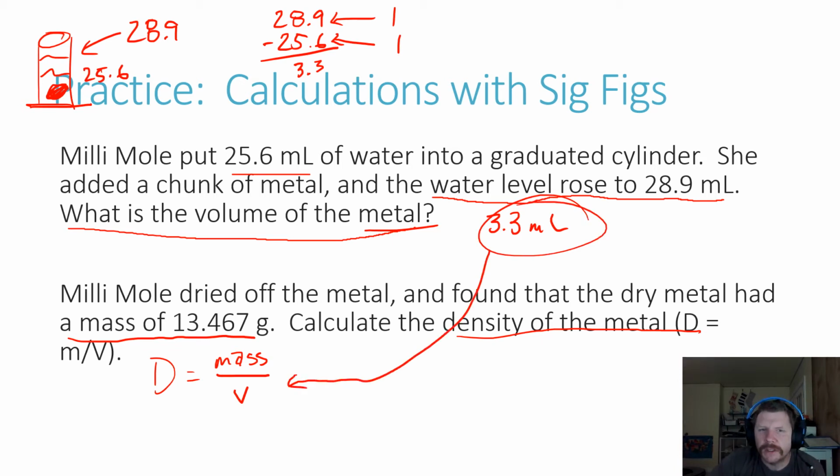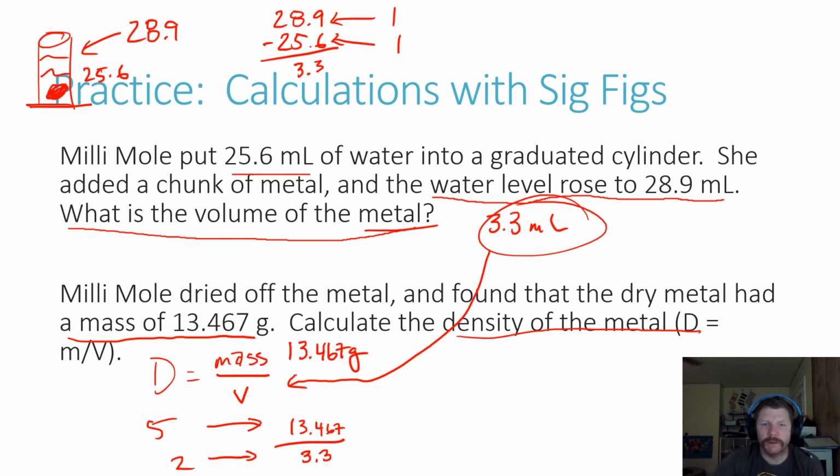Now our mass is 13.467 grams. Okay. Now, when we're doing a division problem, what we care about is the number of significant figures. So I'm going to rewrite this as 13.467 divided by 3.3. Okay, so I've got 5 sig figs versus 2 sig figs. So my answer is going to have only 2 significant figures.